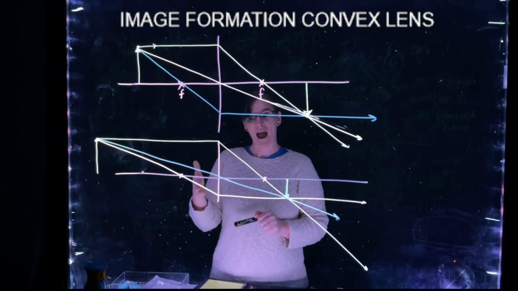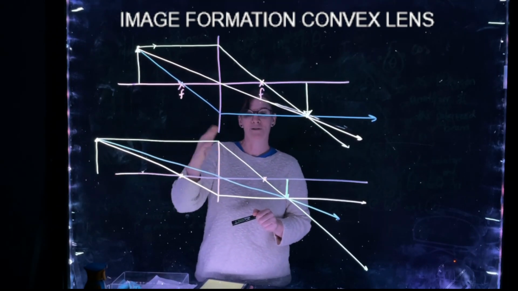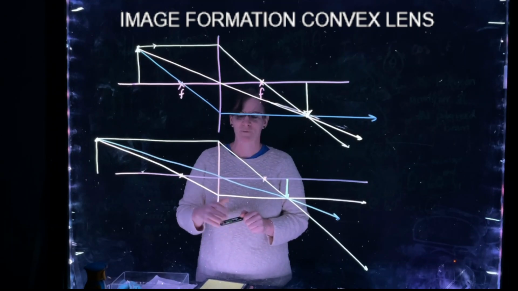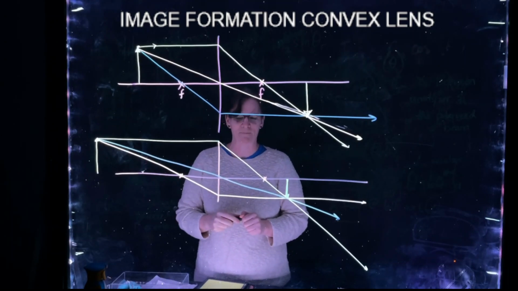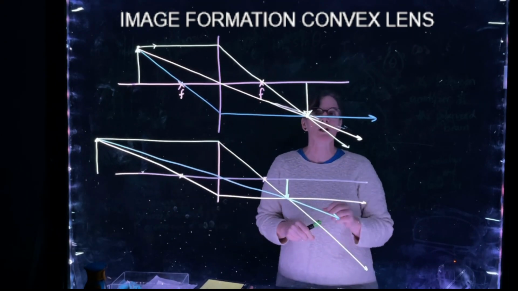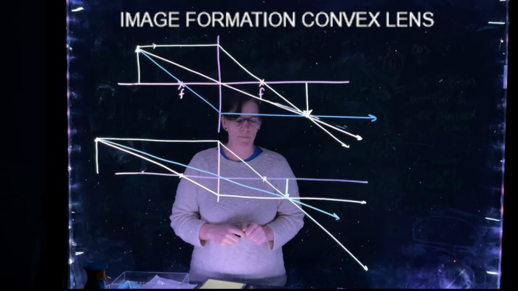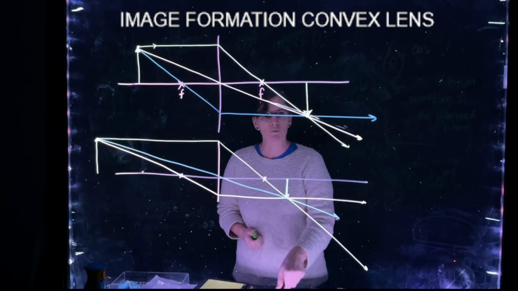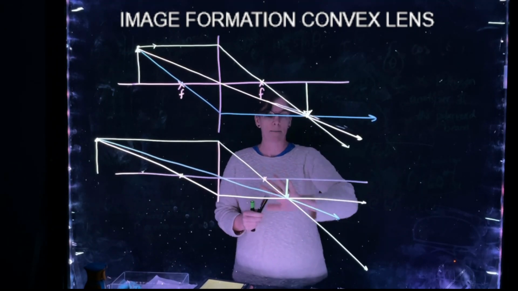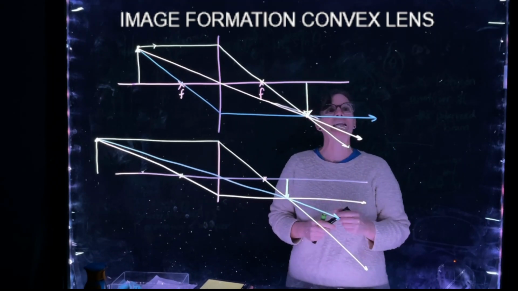I encourage you to practice what happens if I move my object closer to the focal point. So practice that one. We're going to actually do one more in this example, and we're going to look at what happens if I move my object inside the focal point. And when I do that, I want to make sure we define one more thing about these lenses. We see that the image that's formed is inverted.